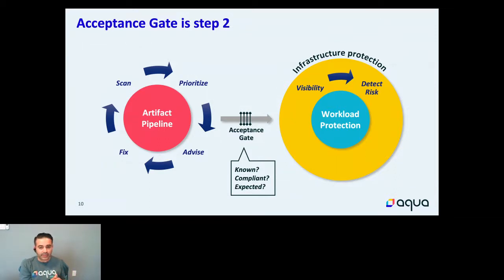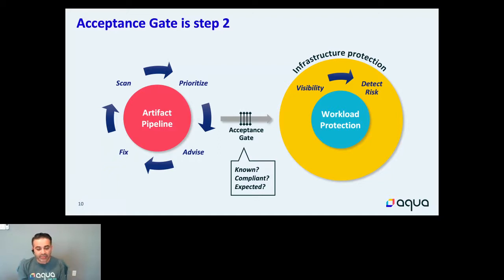Then it comes to step two. After the scan is done at the build pipeline, we're going to push it to the registry. From the registry, we're going to push it to your infrastructure. And before that happens, we're going to check to see if the image is allowed to run. So the acceptance gates. The way we do it is we do a number of things.